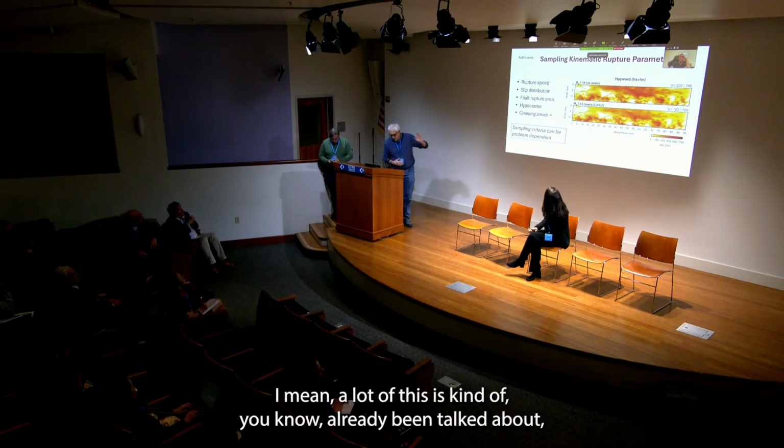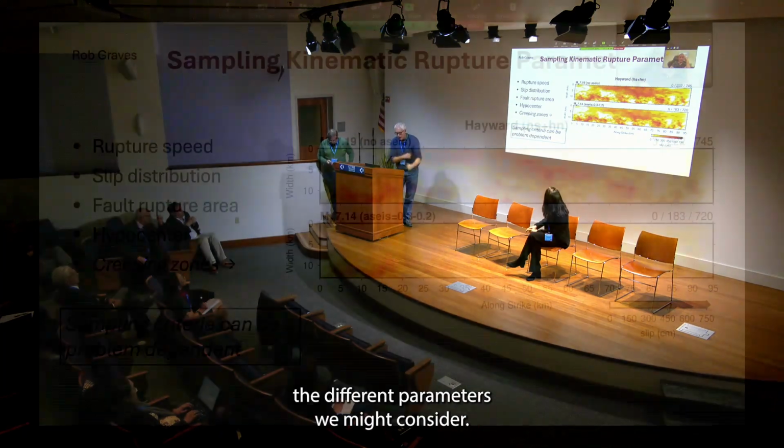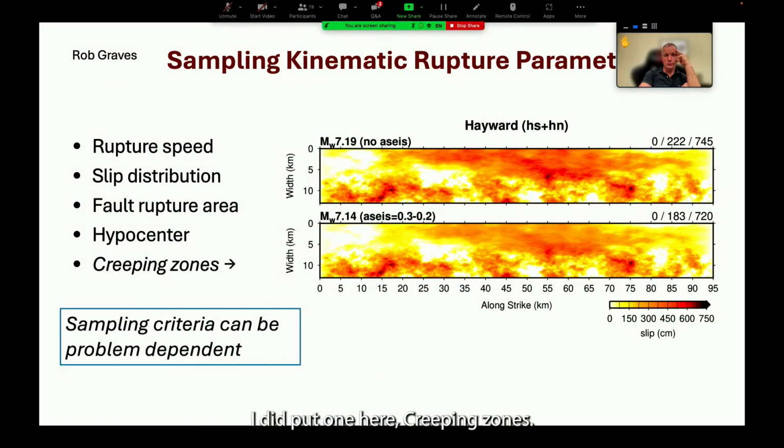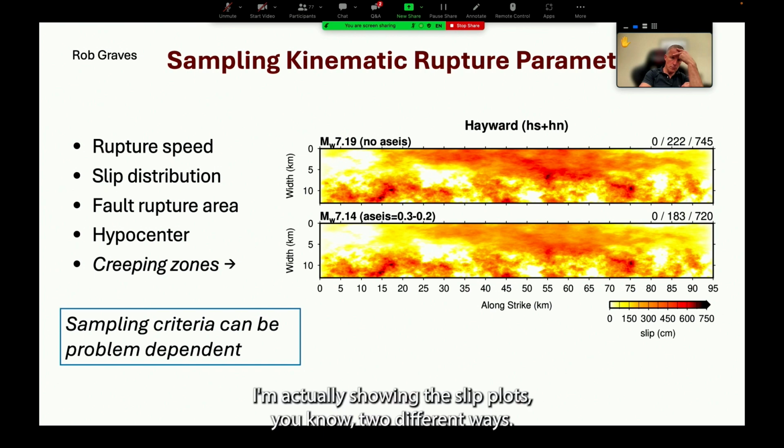A lot of this has already been talked about, the different parameters we might consider. I did put one here, creeping zones. We're talking about the Hayward Fault. Calaveras is another fault where creep is observed at the surface. It's aseismic deformation. And that adds yet another element of uncertainty, right? How do we parameterize this? I'm showing these slip plots two different ways. The top plot is no creep, and in the second plot, I've just tapered the slip in the near surface to mimic that.